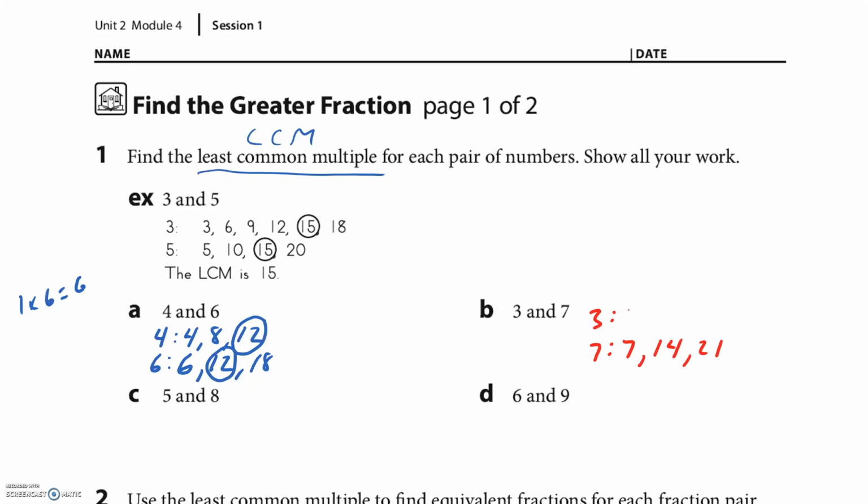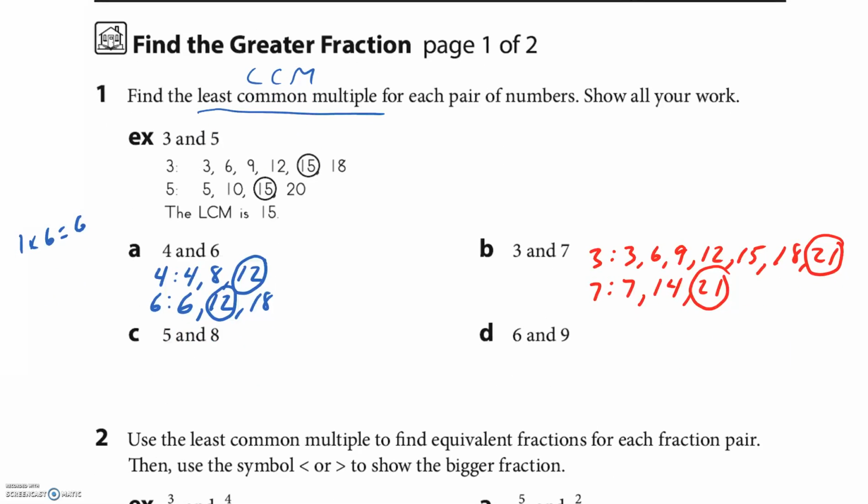So the first multiple of 3 is 3. The second one is 6. 3 times 3 is 9. 3 times 4 is 12. 3 times 5 is 15. 18. 21. I'm going to circle 21 on both of them. Okay, if you haven't already started doing this, make sure you're stopping it. You try it yourself, and then you can restart it and check your work with mine.